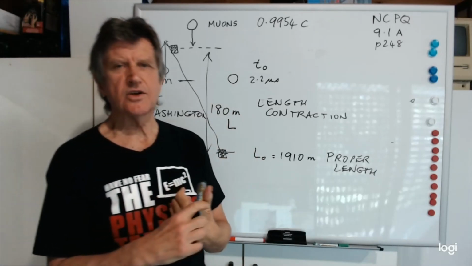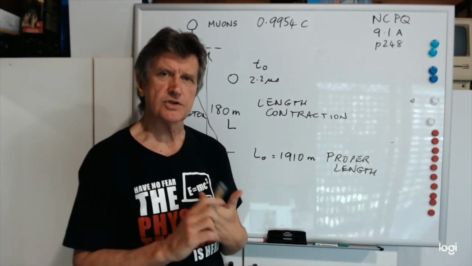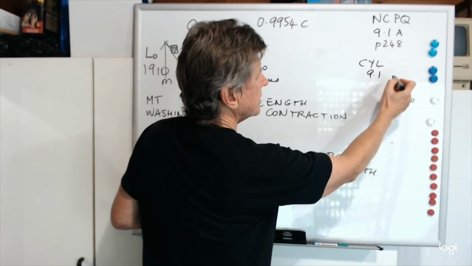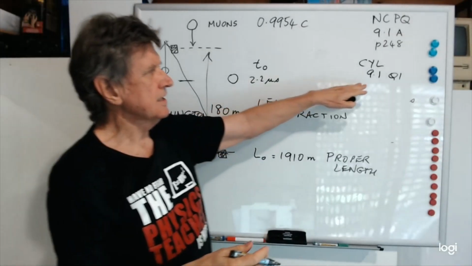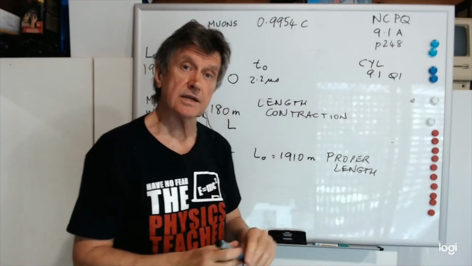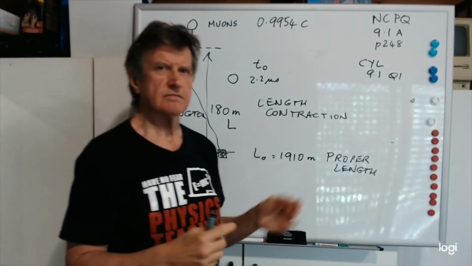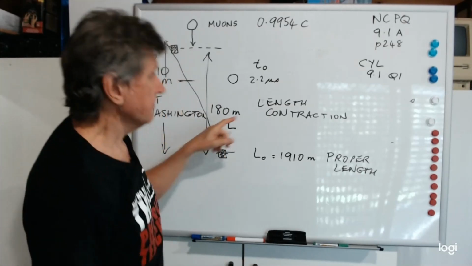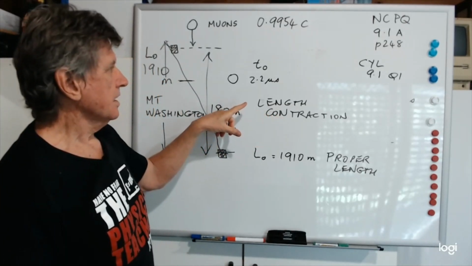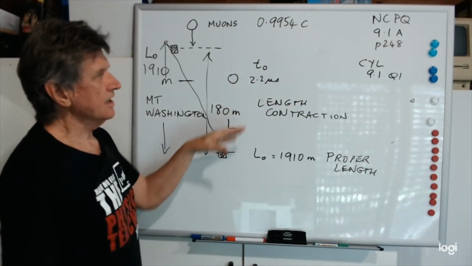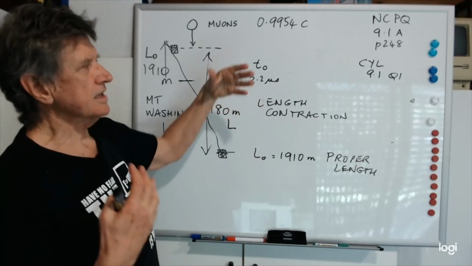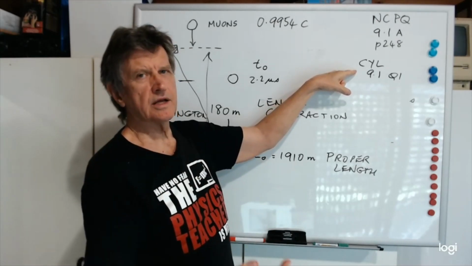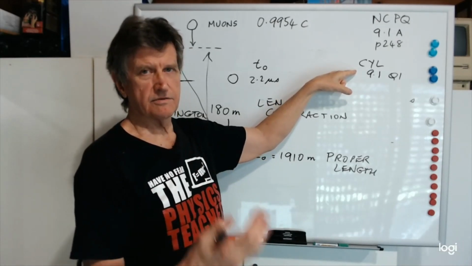Now let me just tell you what the 2-mark external exam question could look like. I've written this up as CYL 9.1 question 1. If you look on a few pages in the text, I've basically got what I would expect an external exam question would be. I imagine it'd look like this. They'd say, describe how the muon experiment supported the idea of special relativity.